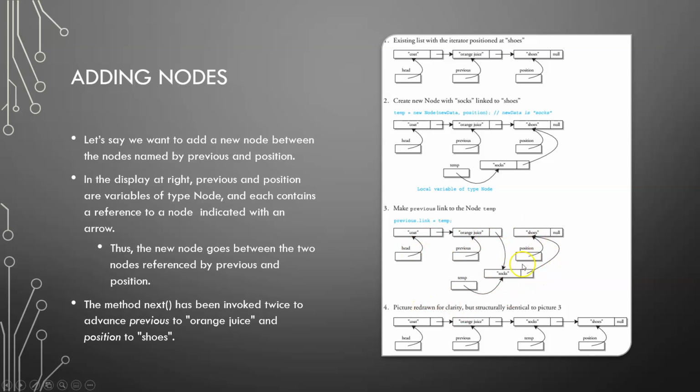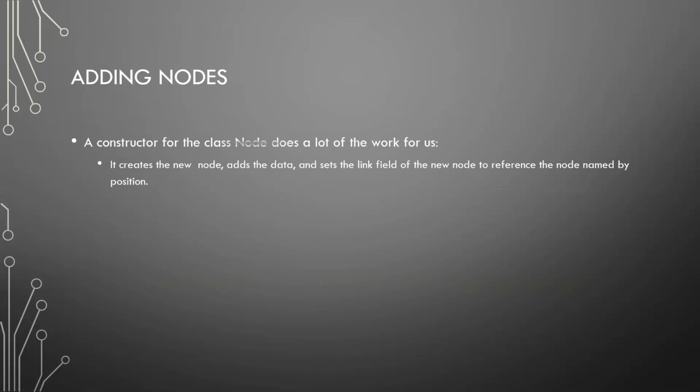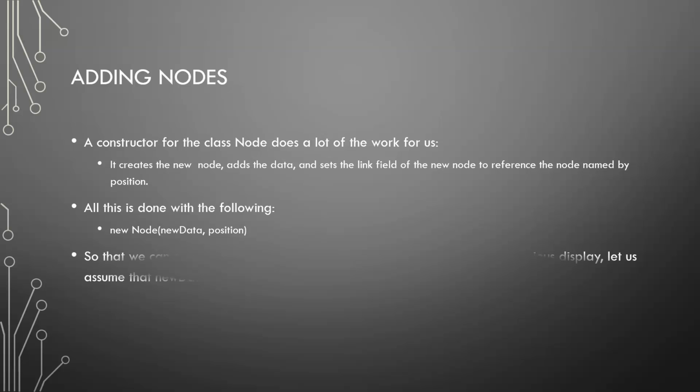So this can get a little confusing to look at. If we redraw this, you'll see that it's now a linked list, and it's just as if temp had been inserted right in there, as if it had always been part of that list. So a constructor for the class node, in this case, does a lot of the work for us. It creates the new node, adds the data, and sets the link field of the new node to reference the node named by position. Now all this is done with new node, new data, position.